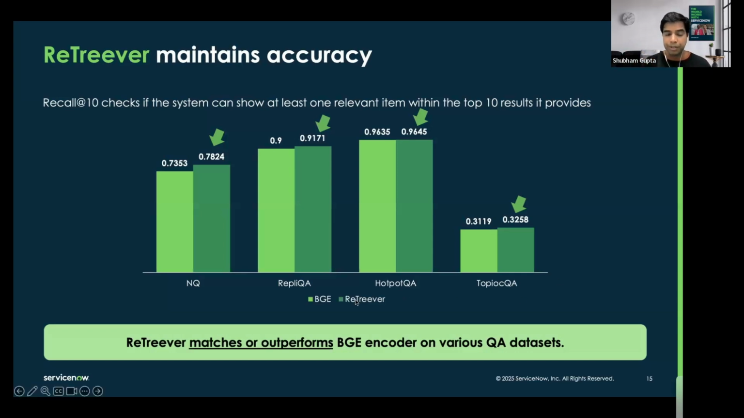Here we compare Retriever with BGE, which is a well-accepted dense encoder to encode text into these dense embeddings. So we are comparing how Retriever performs in comparison to BGE over 4 different data sets. And we see that Retriever either matches or outperforms the BGE encoder on these various QA data sets, while remember that Retriever is interpretable while BGE encoding is not interpretable.